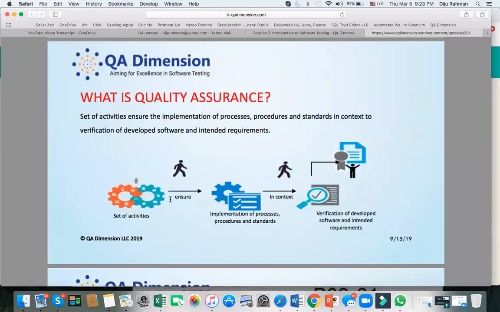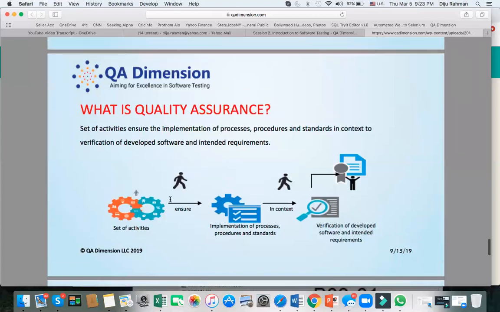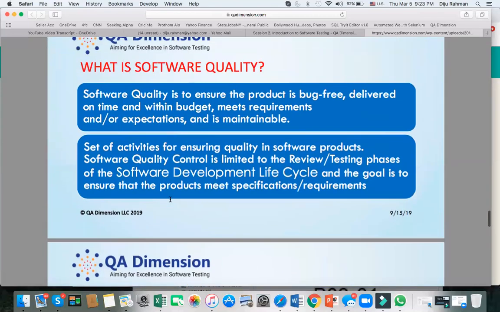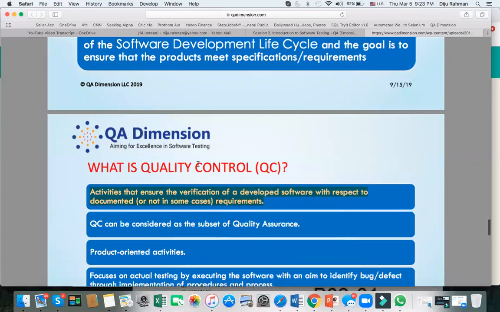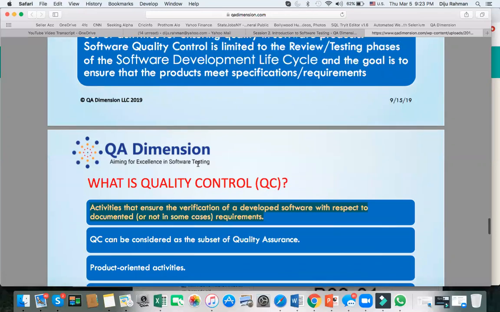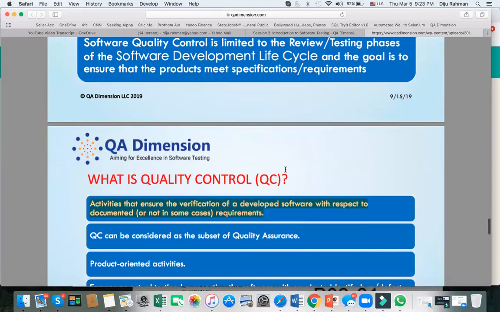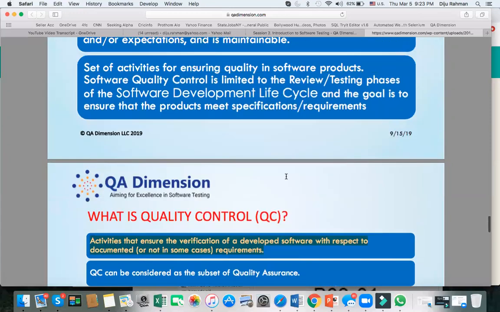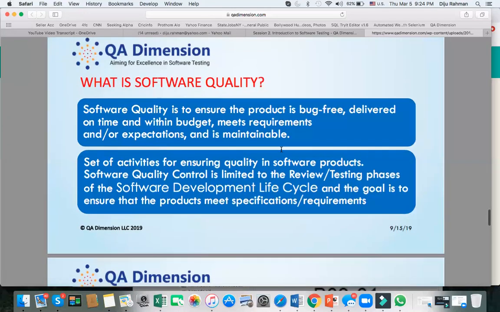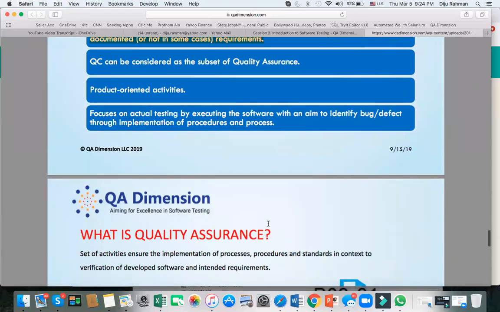What is quality assurance? It's confusing most of the time. One is software quality, one is quality control. Quality control is an activity; think of it that way. Software quality is a characteristic of the software. Quality control means activities to make sure it is meeting the quality or characteristic. It's quite confusing, and that's why they ask you in the interview.